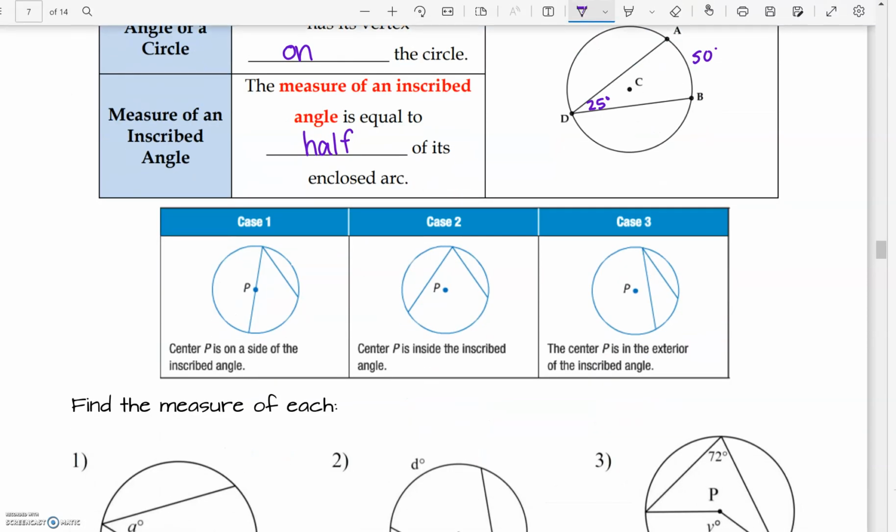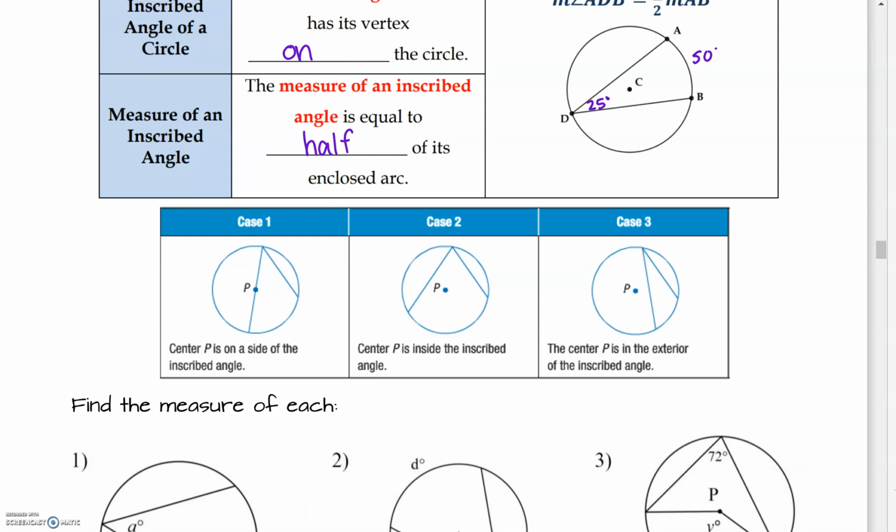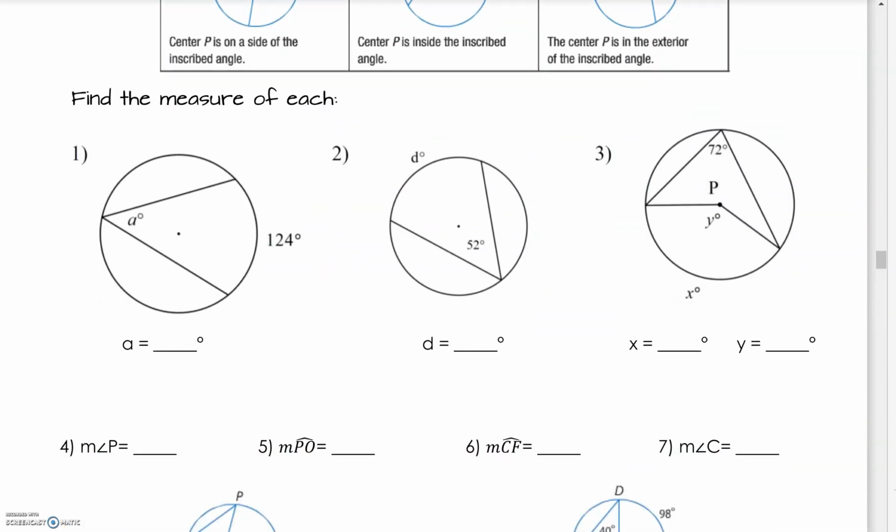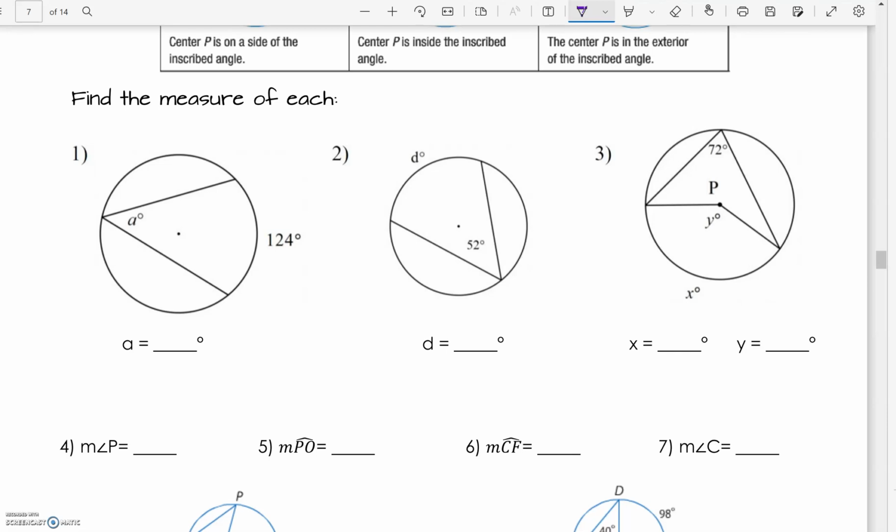So we've got case 1 here where we have it on a side of the inscribed angle. We have it inside, and then we have our center being kind of in the exterior. So it still applies to all of these different cases. These are all still considered inscribed angles. So here, if this is 124, what is inside here? It is going to be 62 because it is half.